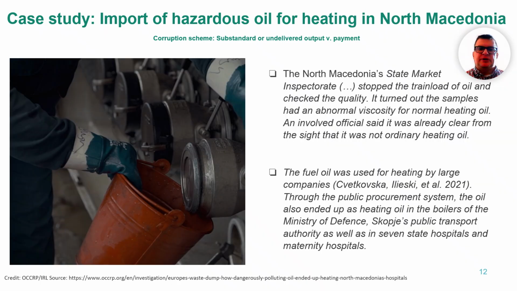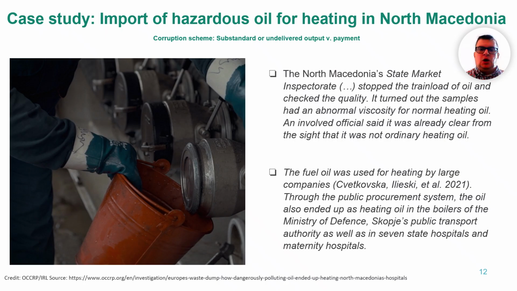The State Market Inspectorate in North Macedonia stopped a train carrying oil and decided to check its quality. When they tested it, they found the samples were way too thick compared to normal heating oil. One of the officials even said you could tell just by looking at it that it wasn't the usual stuff. This fuel oil was being used for heating by big companies. And because it was bought through the public procurement system, it ended up in the boilers of the Ministry of Defense, Skopje's Public Transport Authority, and even in 7 state hospitals and maternity hospitals.